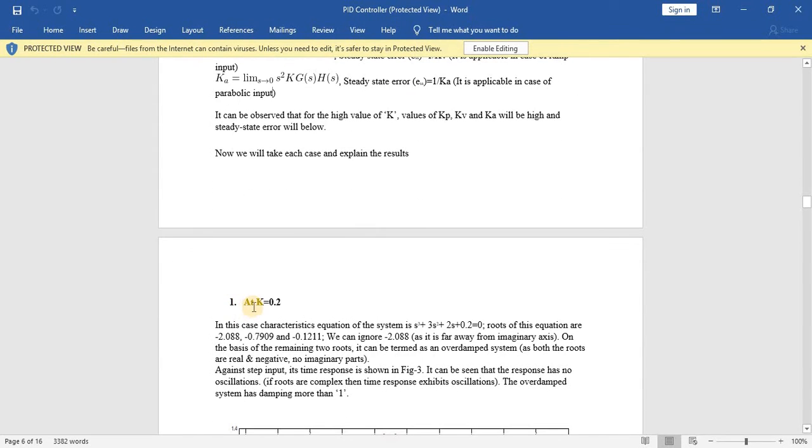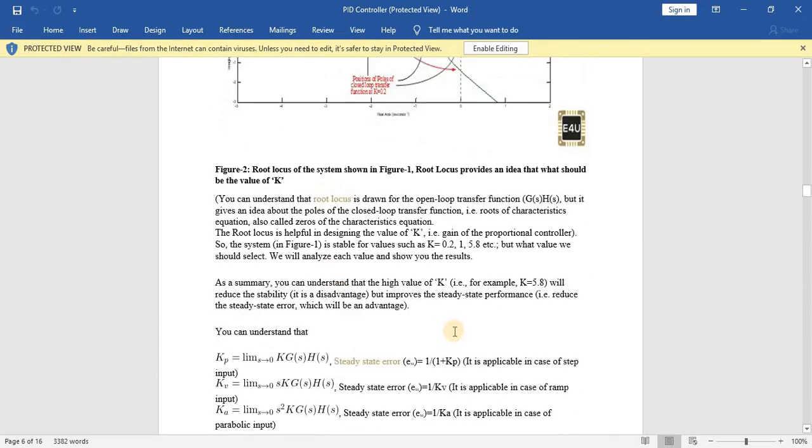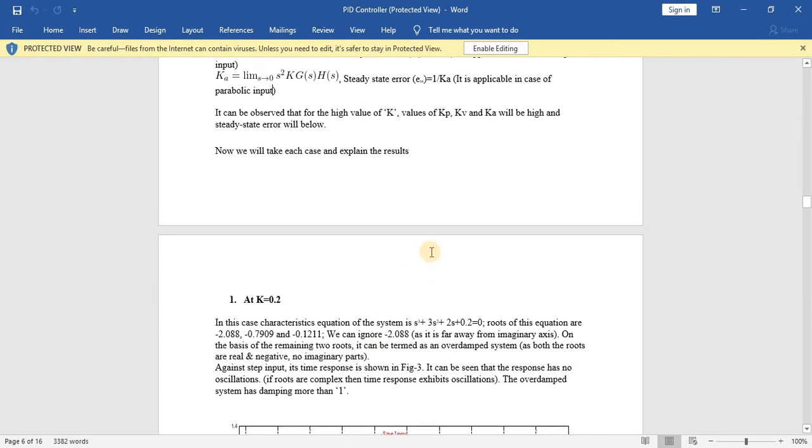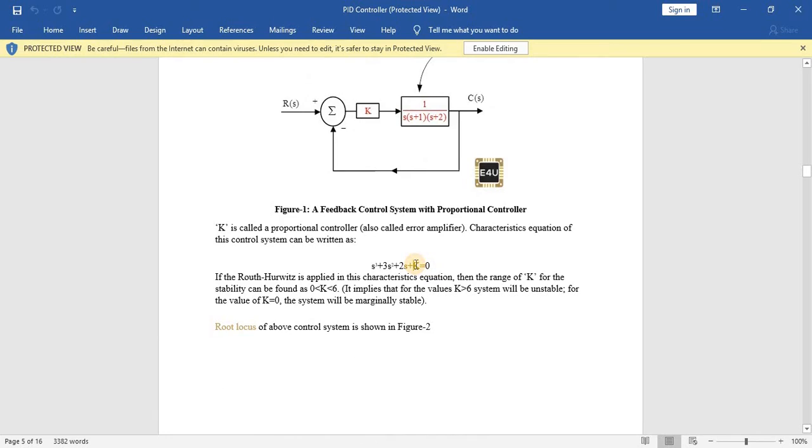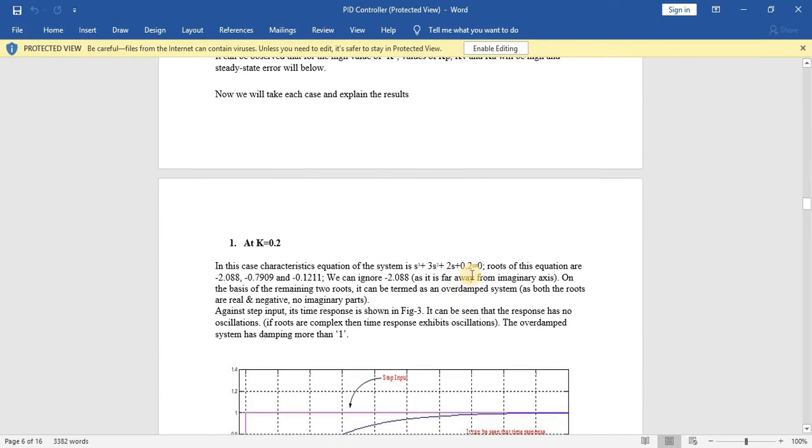Now for an example, take the value of k as 0.2, the minimum value. In this case you can see the characteristic equation here, where we write 0.2 in place of k. After solving by synthetic division, we can find the roots: minus 2.088, this one, and this last one. We can ignore this one as it is far away from the imaginary axis. On the basis of the remaining two roots, it can be termed an overdamped system, as both the roots are real and negative, and there are no imaginary parts.